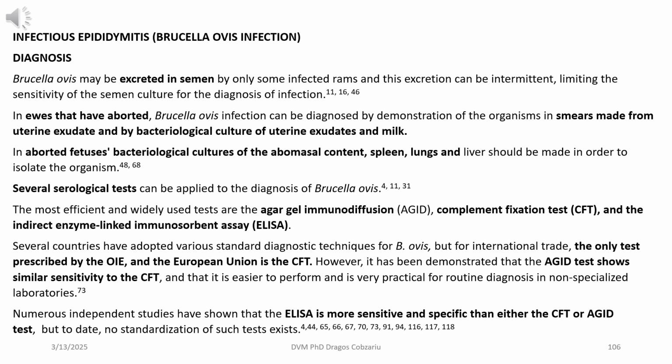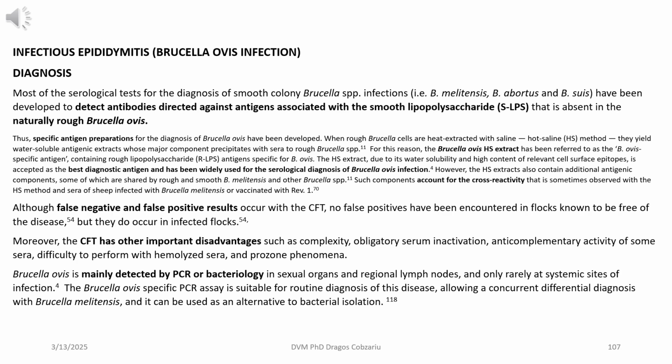Numerous independent studies have shown that the ELISA is more sensitive and specific than either the CFT or AGID test, but to date, no standardization of such tests exists. Most of the serological tests for the diagnosis of smooth colony Brucella spp. infections, B. melitensis, B. abortus and B. suis, have been developed to detect antibodies directed against antigens associated with the smooth lipopolysaccharide that is absent in the naturally rough Brucella ovis.